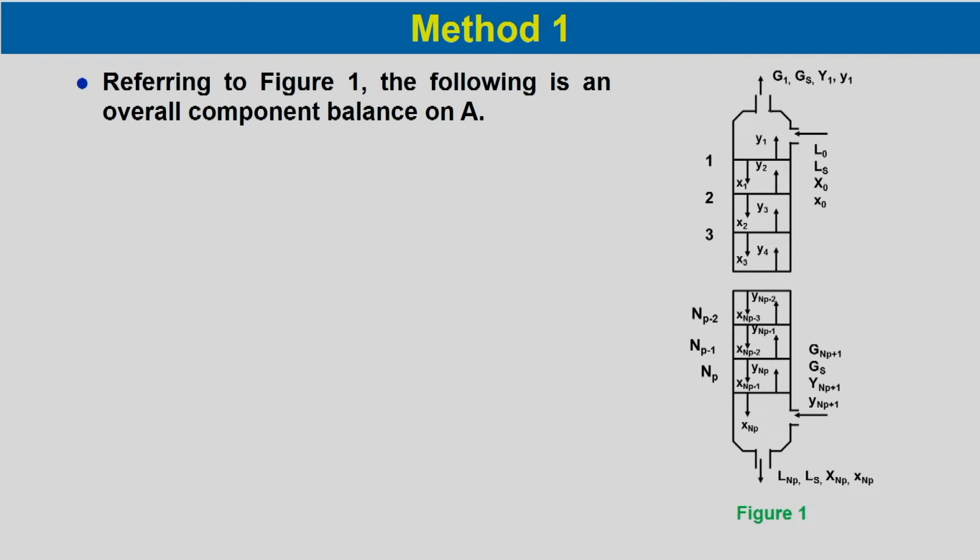If we do the component A balance on this, we will see that the mole fractions of the components in the gas and liquid phases are numbered over here. Gas which is coming out from stage 1 is numbered Y1 and the liquid which is coming out from tray 1 is X1. Then the vapor from stage 2 which is going up is Y2 and the liquid which is coming down from stage 2 is x2.